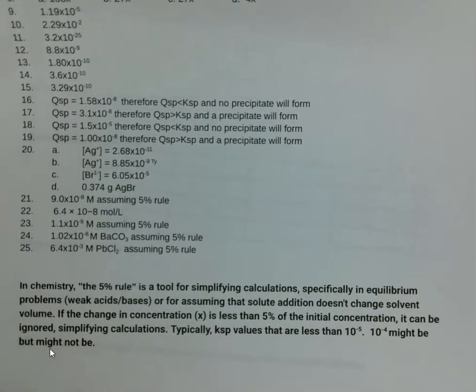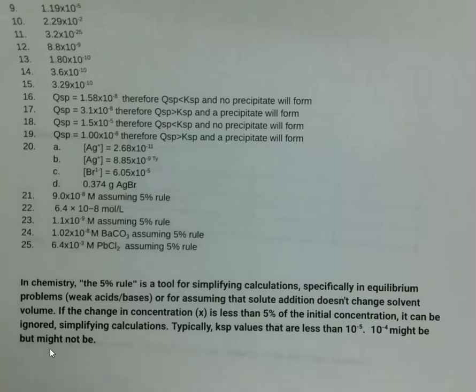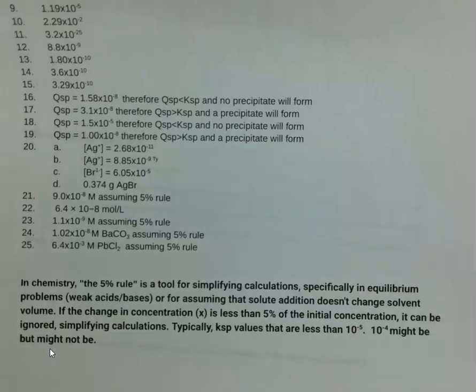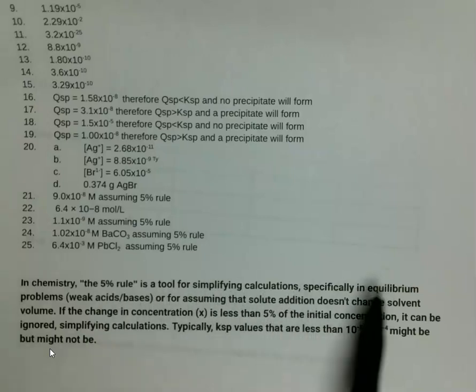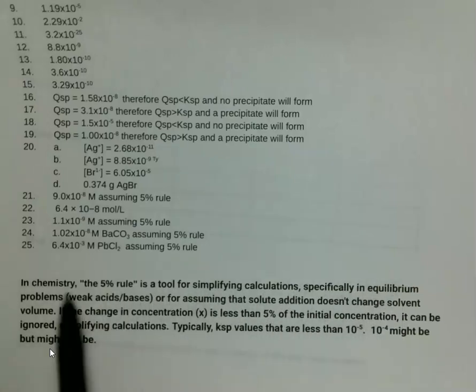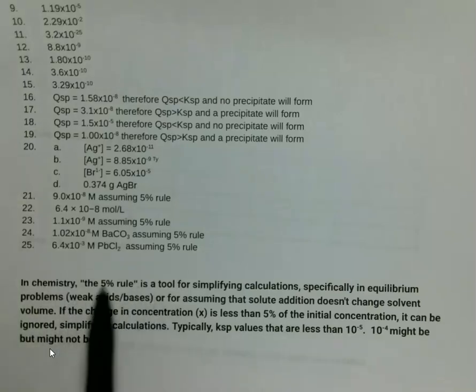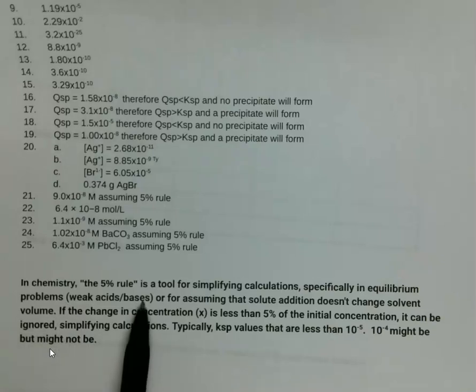And chemistry, as one of the people said, is not about math. We do a lot of math, but we're not trying to teach you how to do math in here. And so if we can simplify it, we're going to do that. So in chemistry, there's what they call a 5% rule, okay? And it is a tool used for simplifying calculations, specifically the equilibrium problems, when we get those kind of equations that we just did. We're also going to use it in the next chapter when we're doing acids and bases.